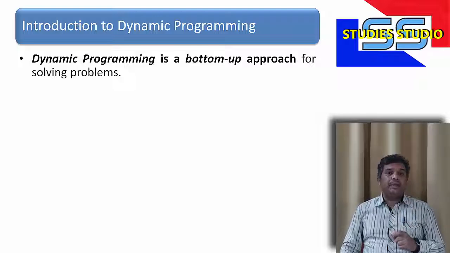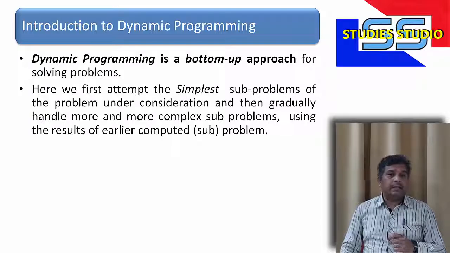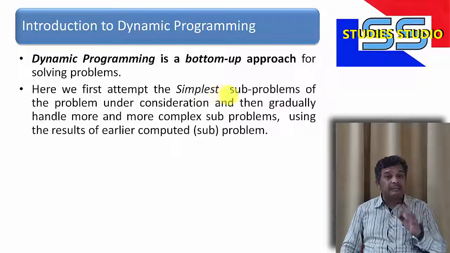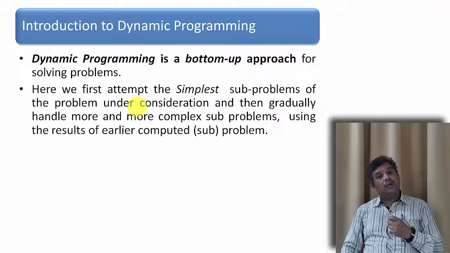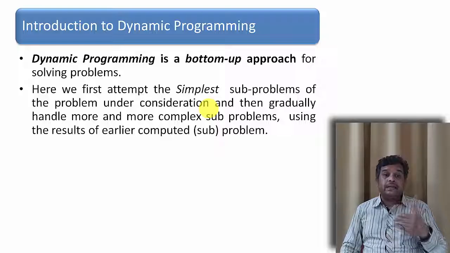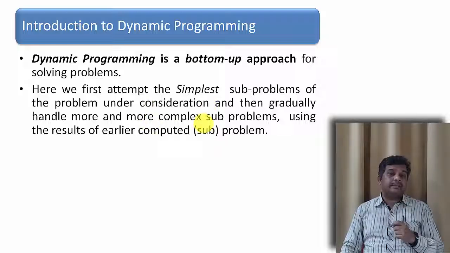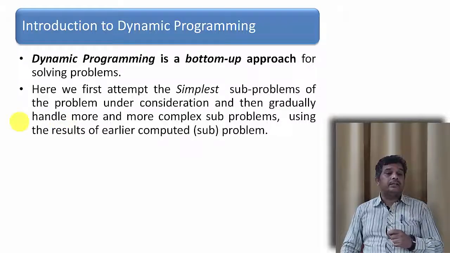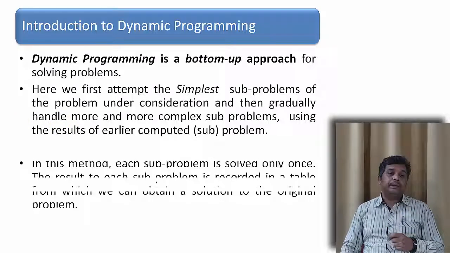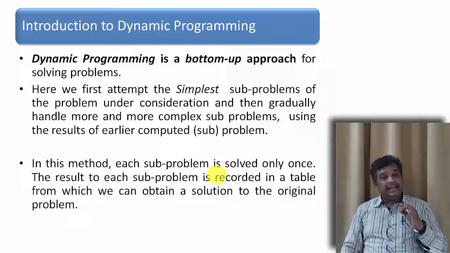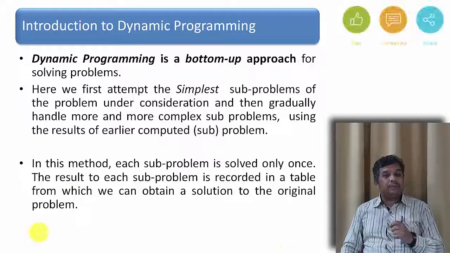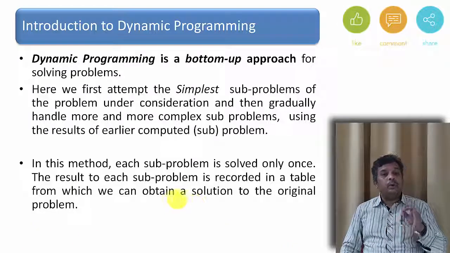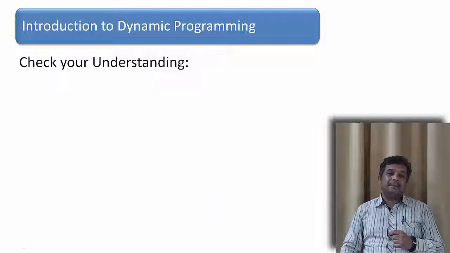Basically, dynamic programming is a bottom-up approach for solving any kind of problem. It means we first attempt to solve the simplest subproblem of the given problem under the given constraint, and gradually we handle more and more complex subproblems using the earlier results that we have already computed. In this method, each subproblem is solved only once, and the result of each subproblem is recorded in a table from which we can obtain the solution of the original problem.